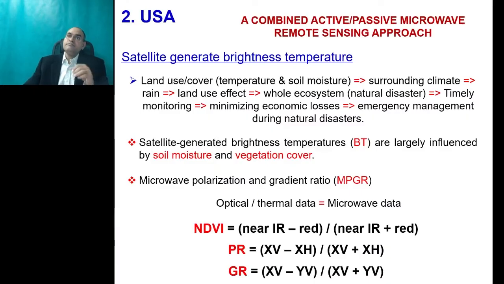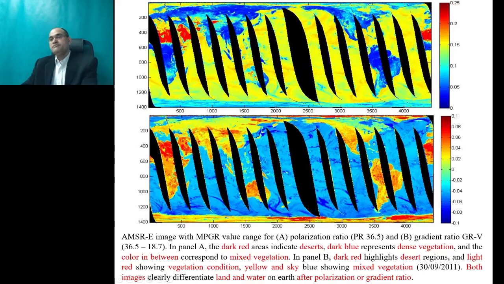In the USA, I was working on satellite generated brightness temperature, and made some polarization and gradient ratios. It is very much similar to NDVI. I was using AMSR-E data there, and in the polarization ratio, when temperature increases on the globe, it shows the desert area, and when temperature reduces, it shows dense or healthy vegetation. And the GR combination is also very much similar to that.